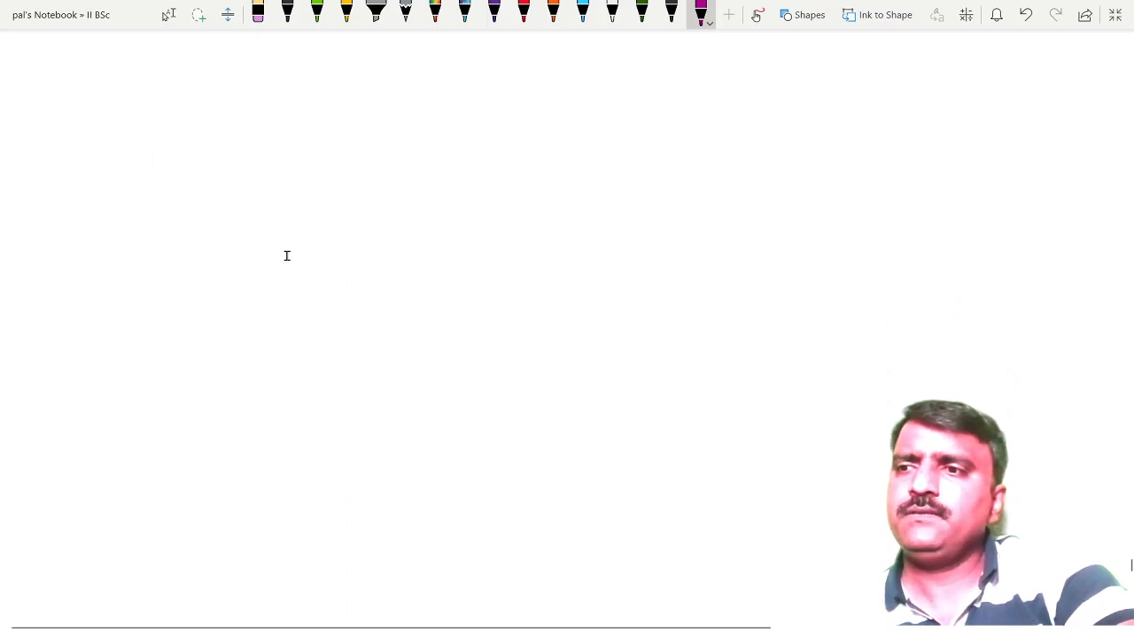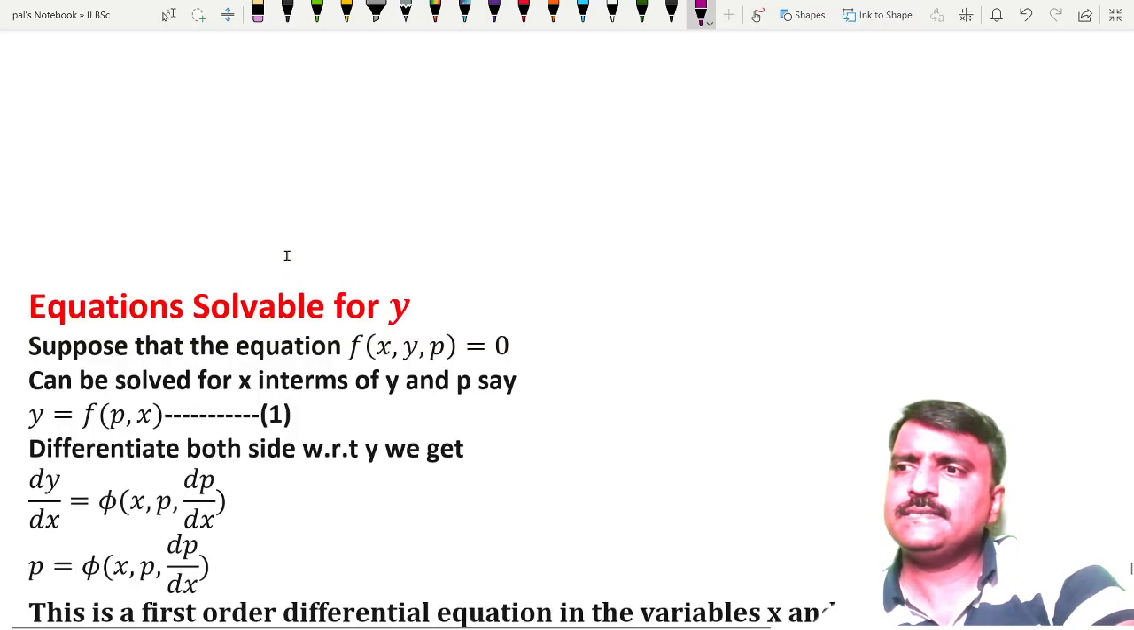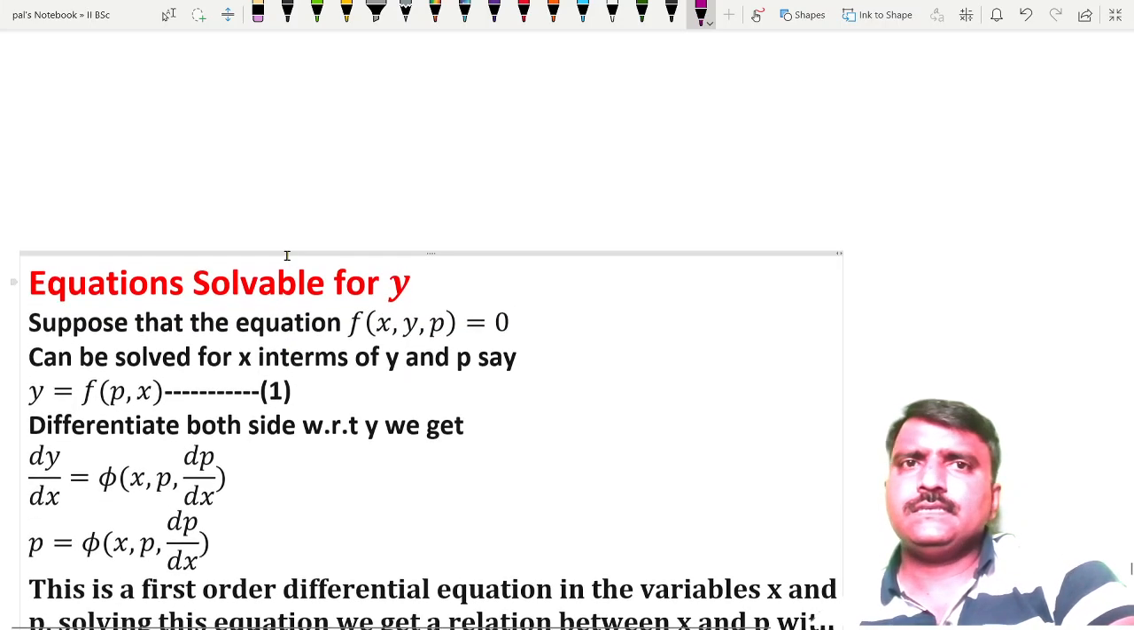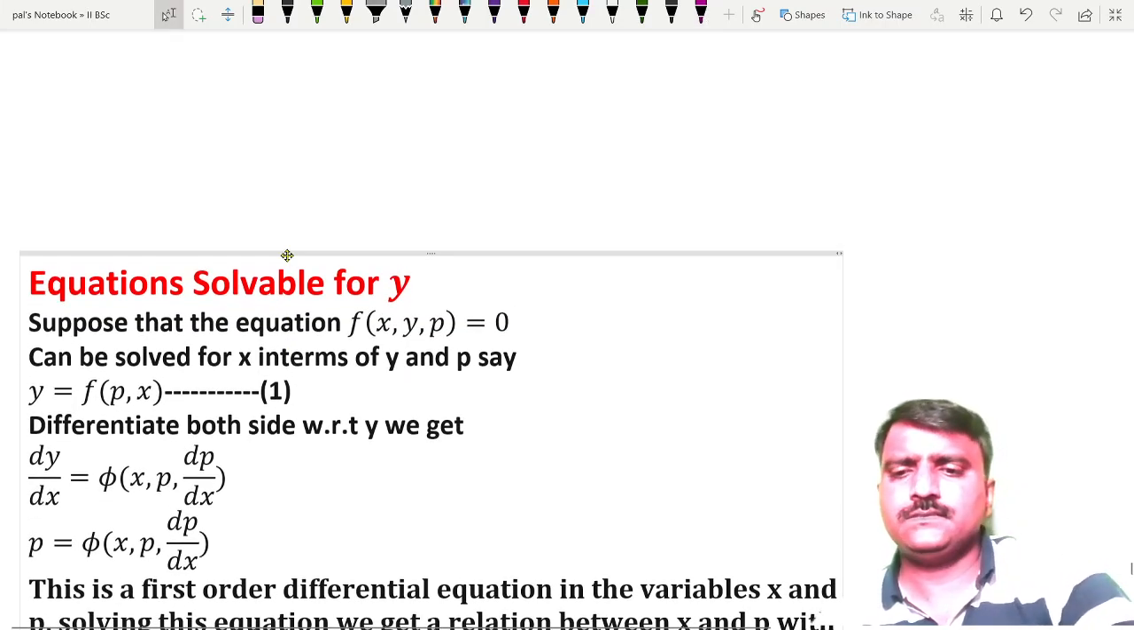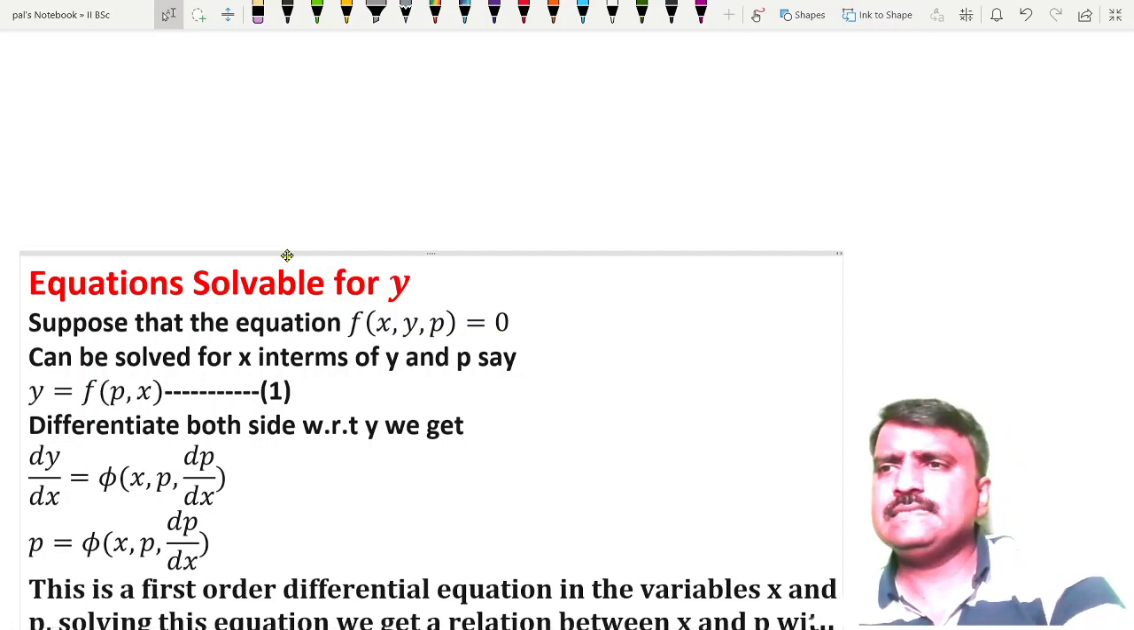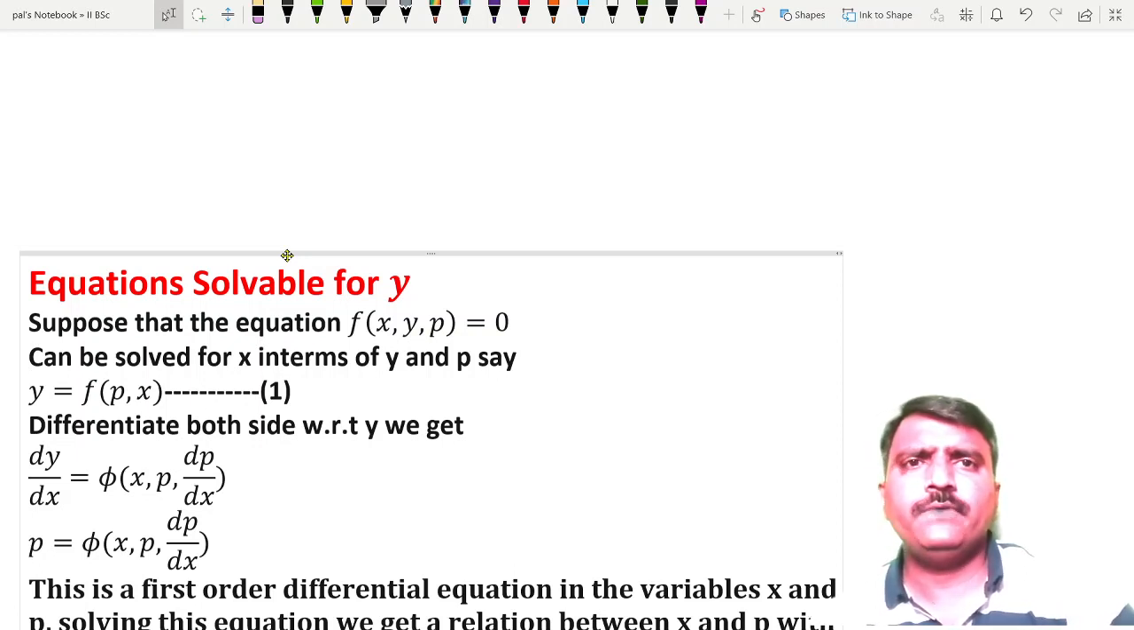Another example, I give this as homework. You try to solve these examples, as this is an equation solvable for y, x. Okay, the same format, no changes in it. So we have to solve equation solvable for y.